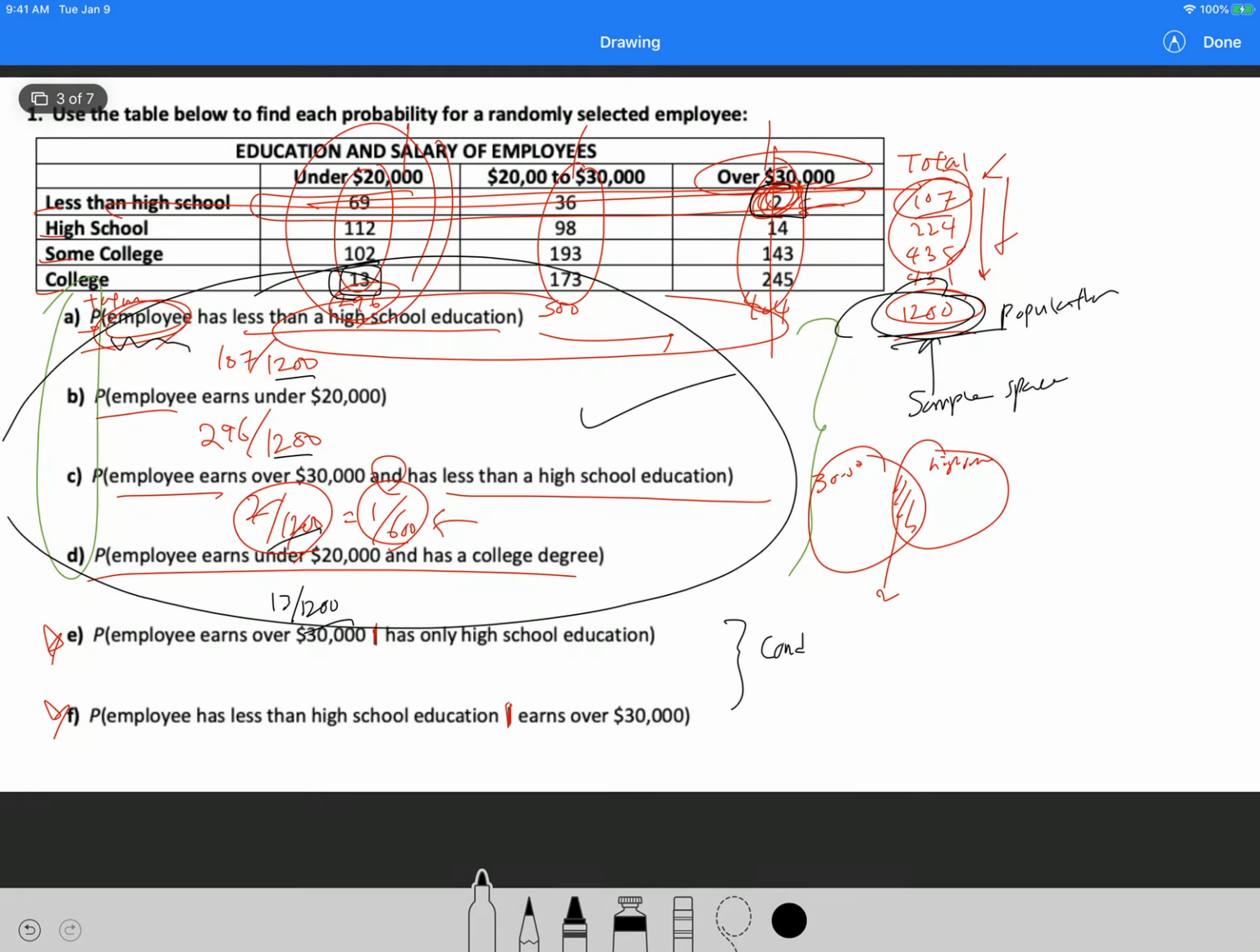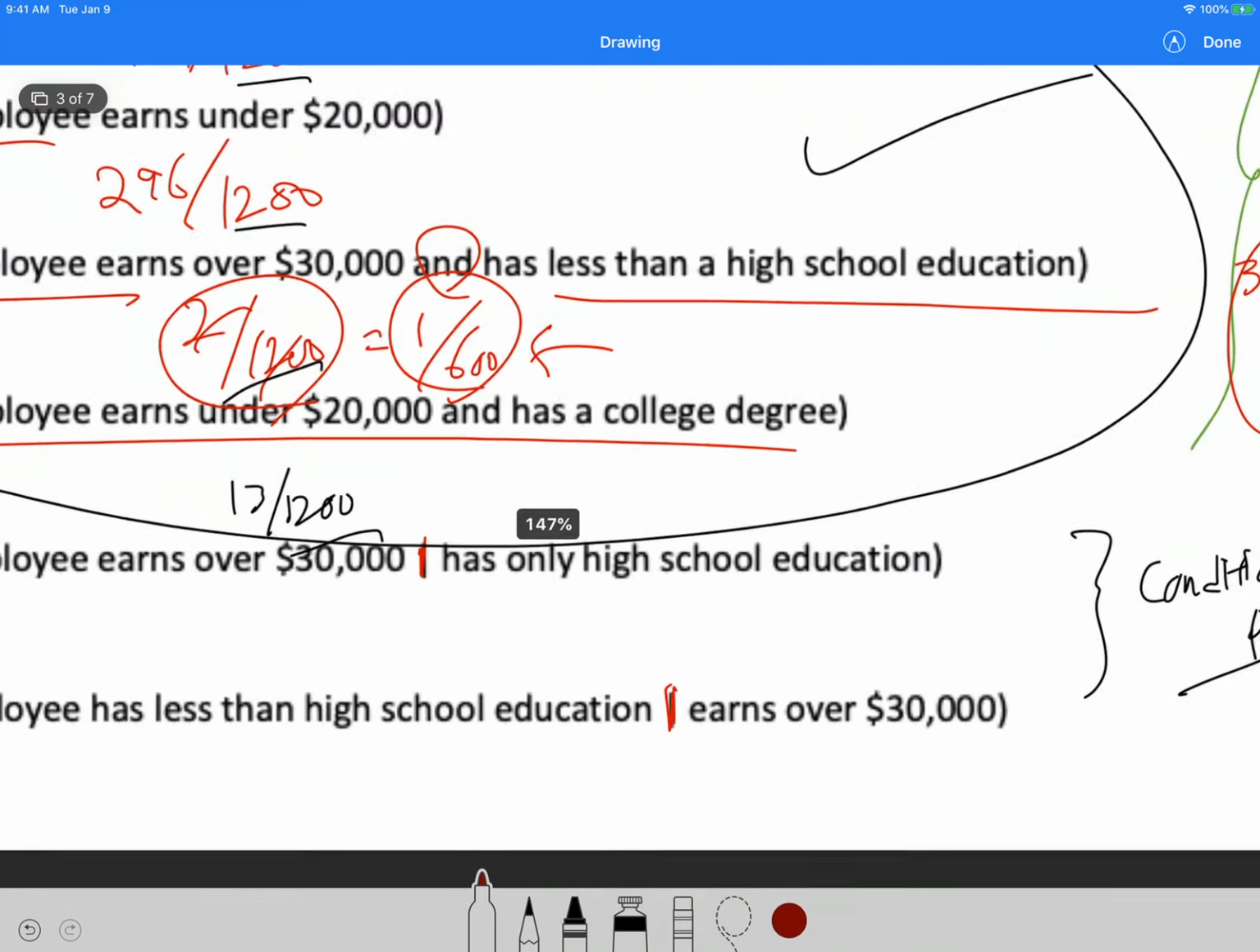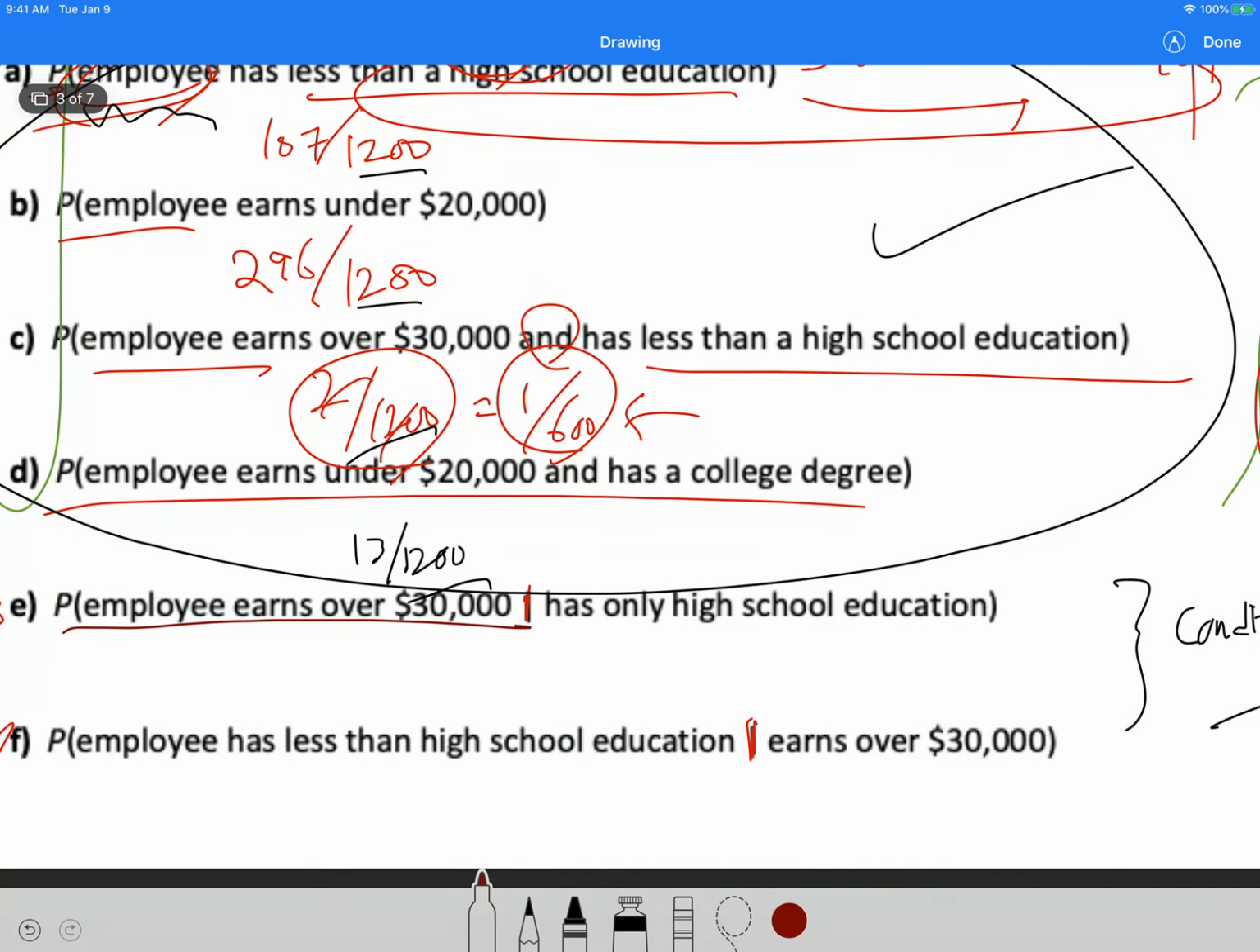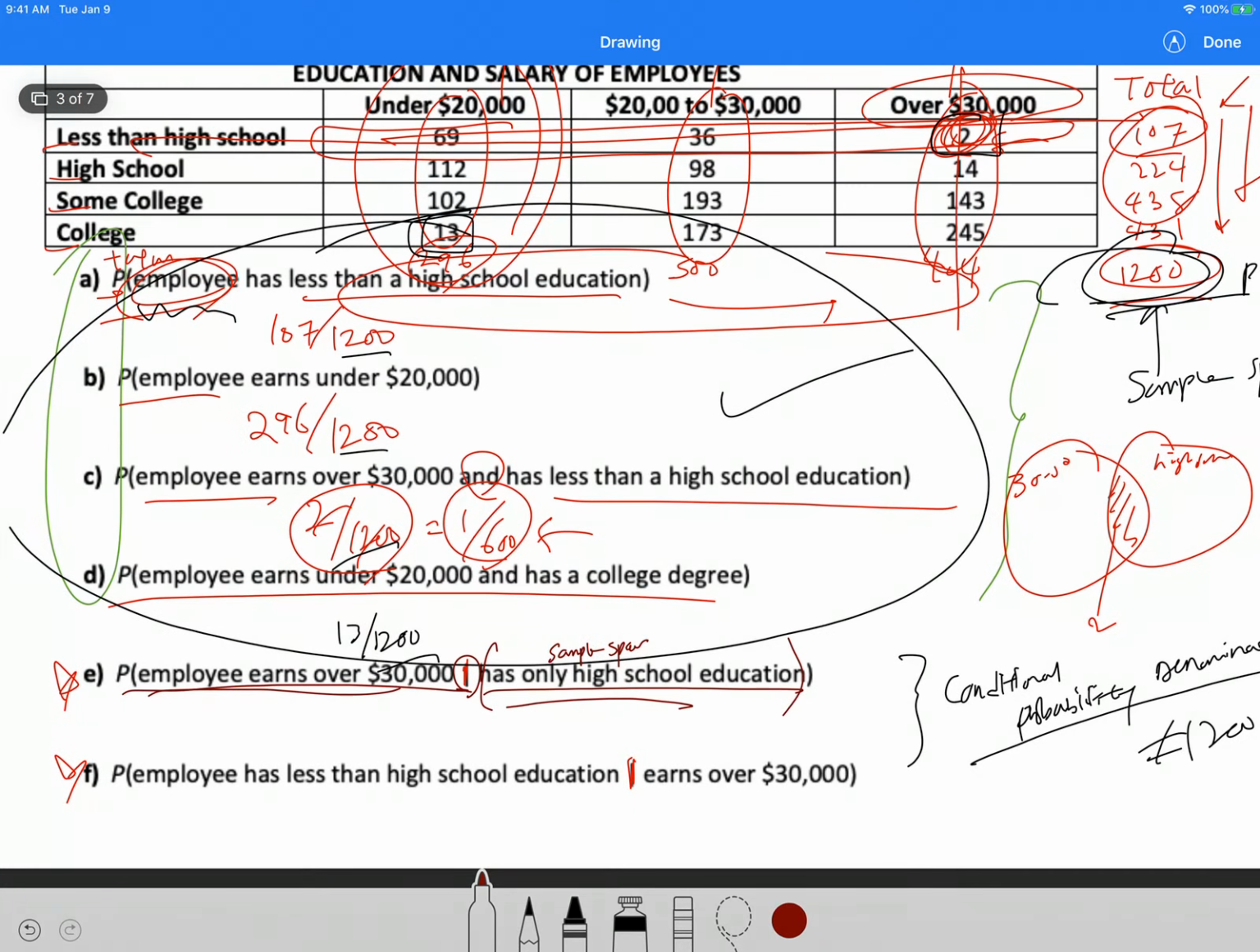But starting in conditional probability, your denominator is subject to change. Your denominator is no longer going to be 1,200. It's not always going to be out of the employees, because here's how you want to read part E. Employee that earns over 30,000, given that the people have only a high school education. The new sample space is the people who only have high school education. So this second context is super important in the sense that it will always give you your denominator number. You're choosing out of only people who have high school education.